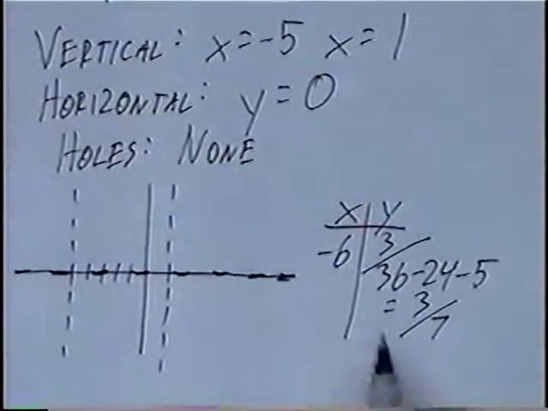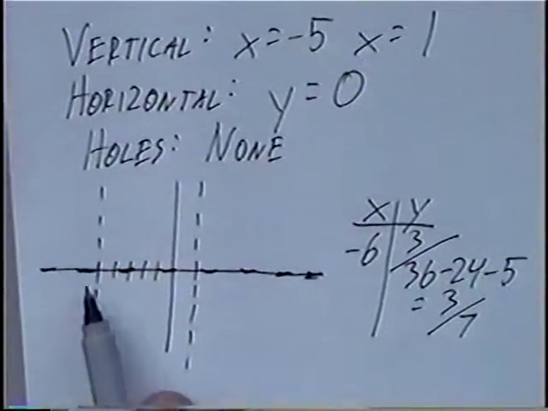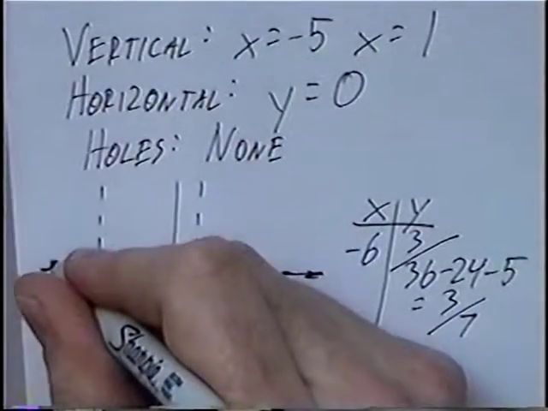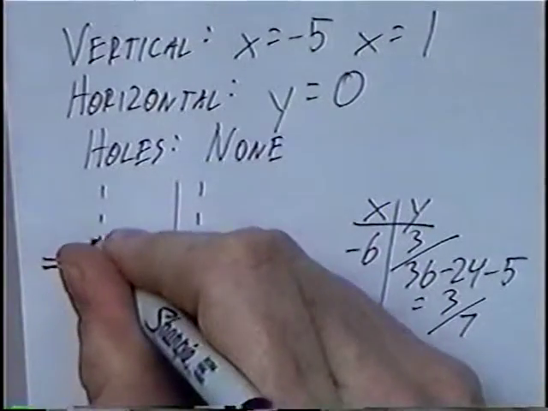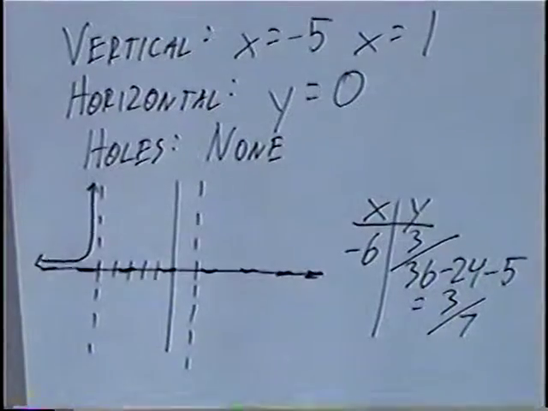So our first point would be negative 6, and the y value is 3/7, or is a positive number, which means the graph will be on the top half of the left-hand section. And again, the graph will curve and go next to or parallel the asymptotes.